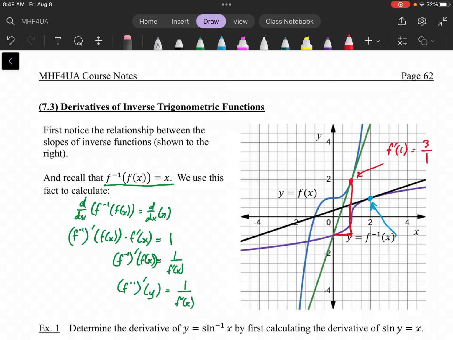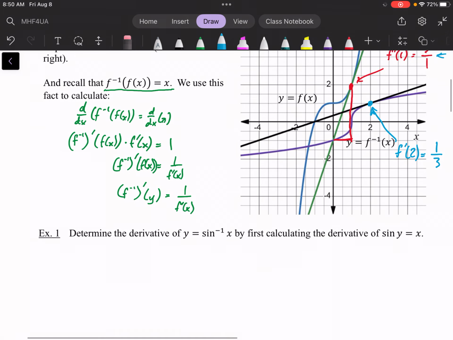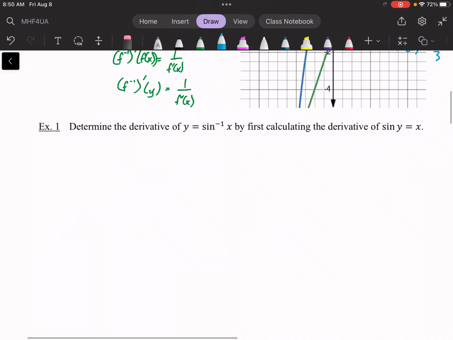Now the slope of the f inverse at that same spot, so f inverse prime at the value 2, is equal to 1 over 3, which is related to this value right here. This is a concept that they use at least once or twice within the AP exam. So using this, we're going to continue on and find derivatives of inverse trigonometric functions, which turn out to be a little bit more challenging for some people.